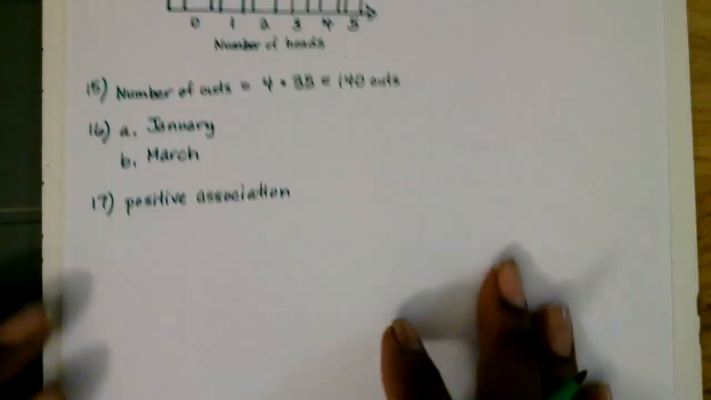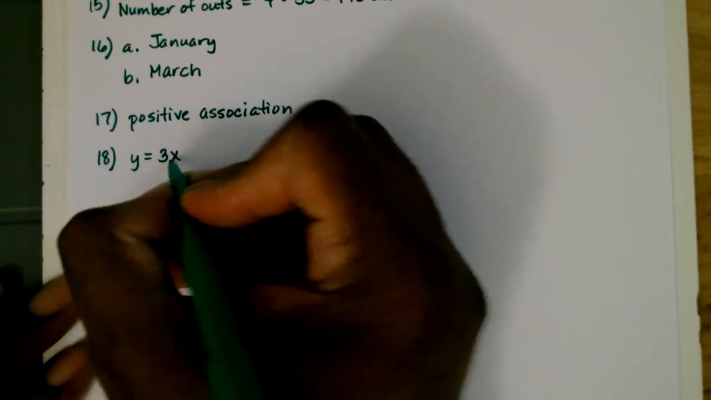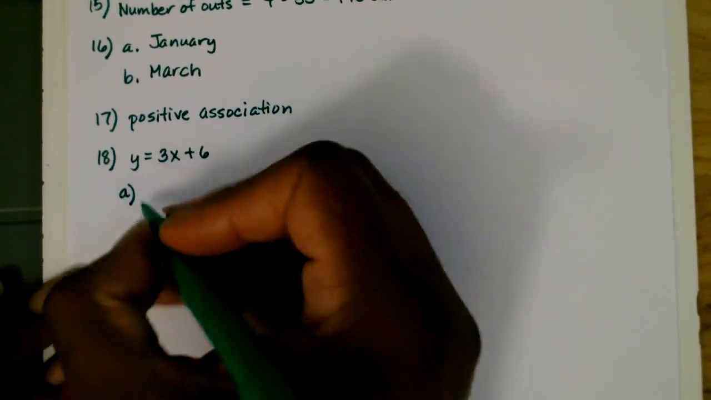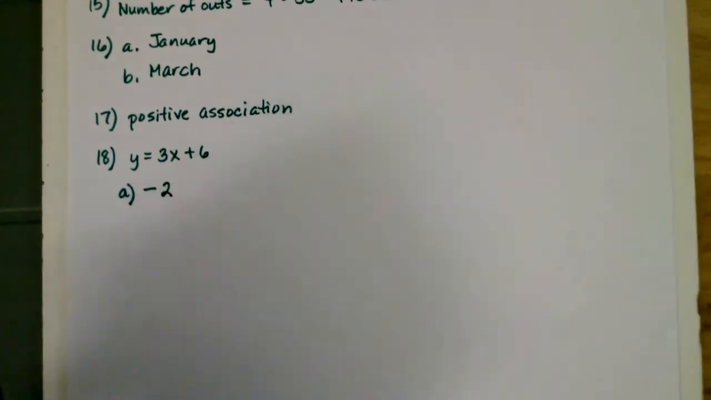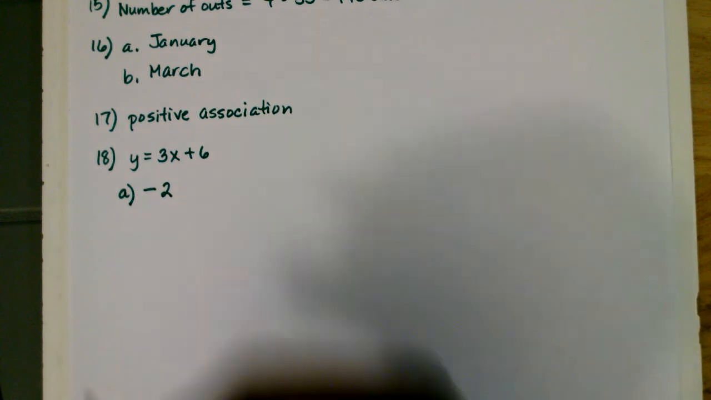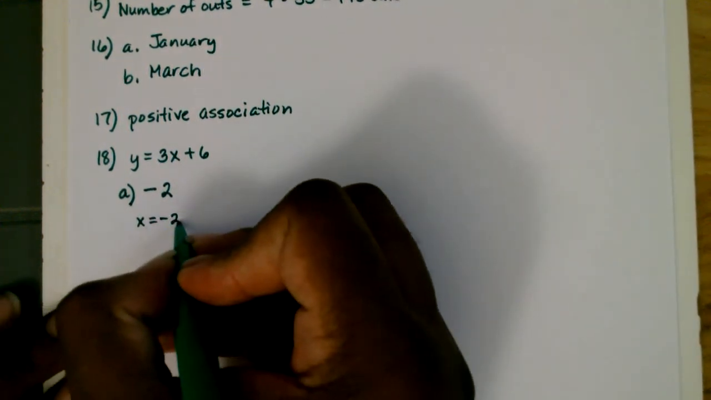Okay. And finally, problem number 18 is this. If a trend line had the equation y equals 3x plus 6, what y value would you expect to obtain when x has the following value? So here, I'll write the equation y equals 3x plus 6. And in part A, you're told you have -2. So that means in this case here, your x value would be -2.